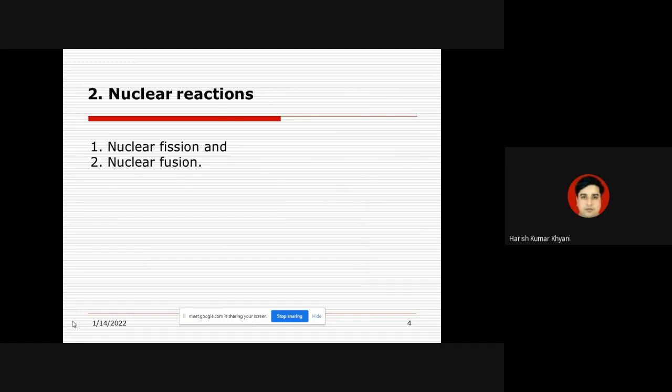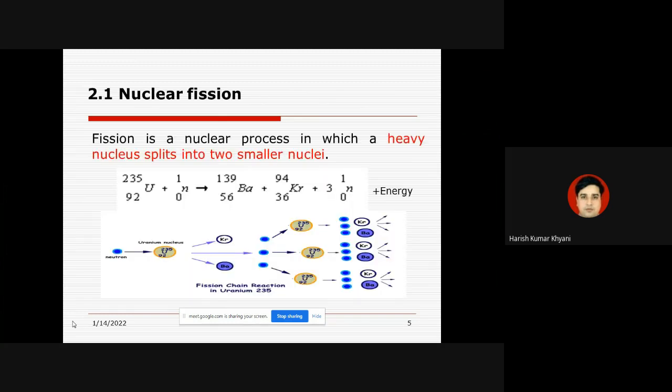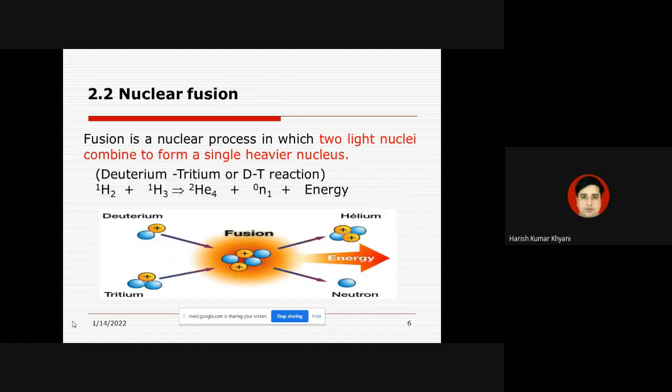So first we will discuss nuclear fission. Actually, fission is a process in which a heavy nucleus splits into smaller nuclei. Here in this slide you can see that the main fuel in this reaction is uranium, and this uranium is bombarded with a neutron, and the byproducts are barium and krypton, and we will be getting the energy. It is basically a chain reaction.